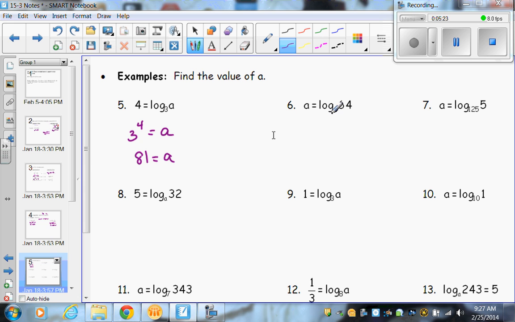Number 6, your base is 4. The exponent is a, and that has to equal 64. So now I have to ask myself, 4 to what power is 64? So if you need to, start doing in your calculator 4 to the 1st, 4 to the 2nd, 4 to the 3rd, 4 to the 4th, and so forth until you get 64. You will see that 4 to the 3rd is 64. So a is just 3.